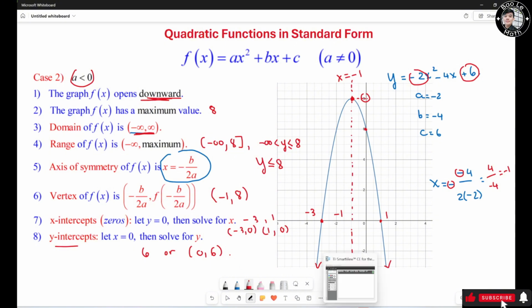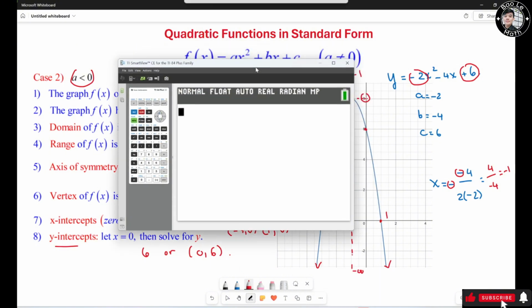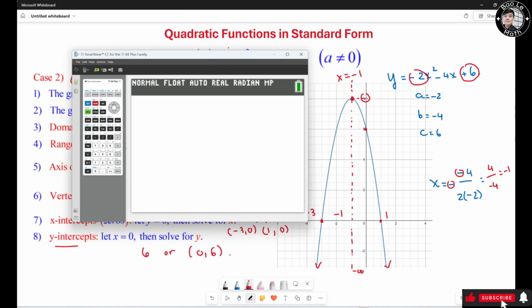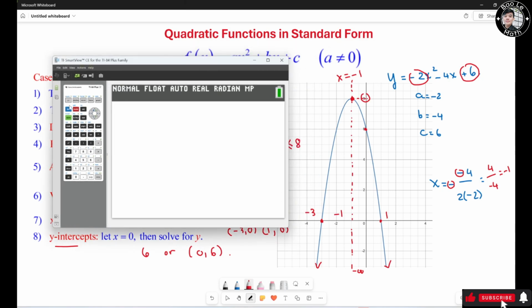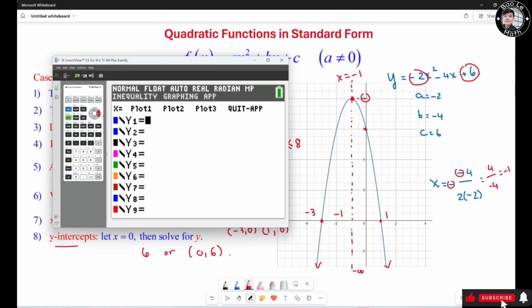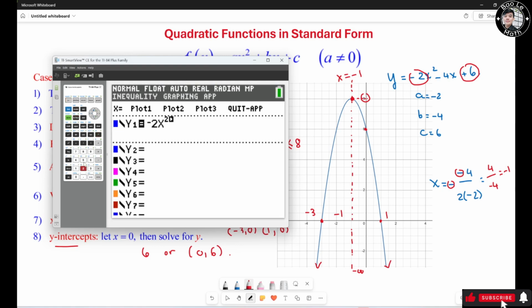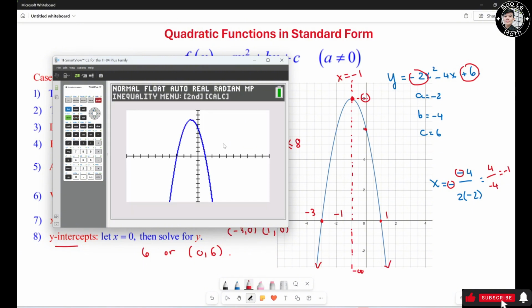Now, if I pull up the calculator, I'm going to graph this one to see what happens, to see if I get the same thing, right? Now, hit y equals negative 2x squared minus 4x plus 6 and hit graph. It's going to be right here.